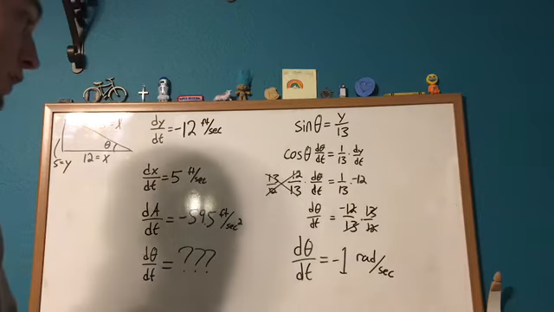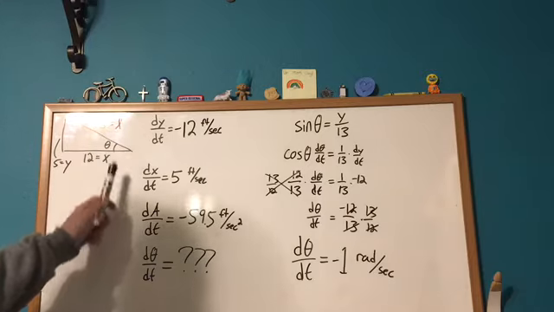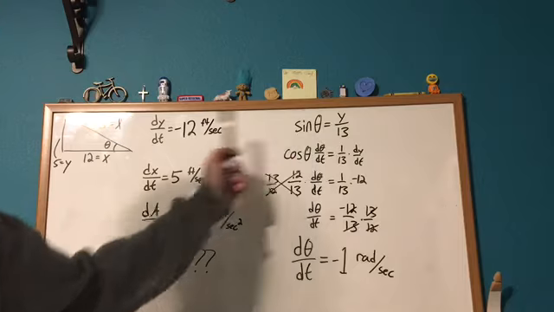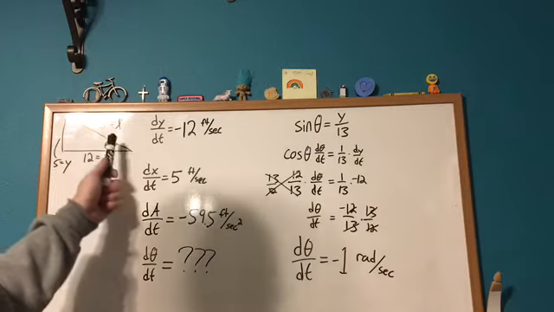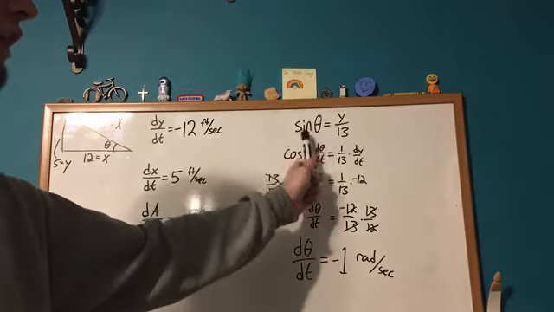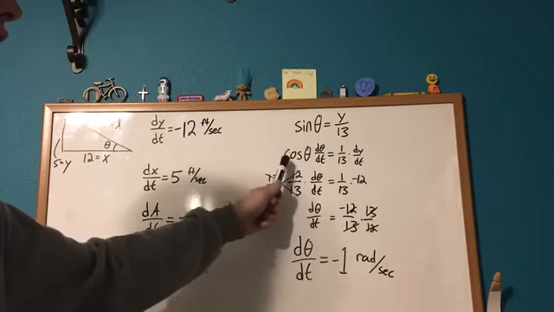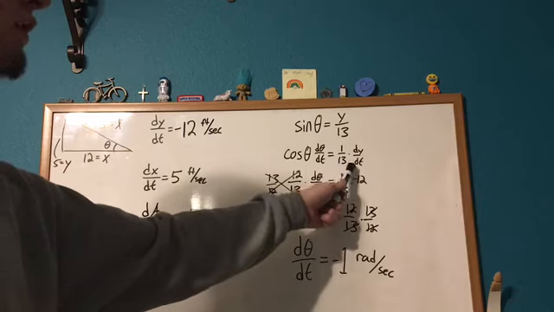The last part of this problem is to find out the rate that the angle made by the ground and the ladder is changing. So we know that sine of theta is opposite over hypotenuse. So the opposite is y and the hypotenuse is a constant, 13. So sine of theta equals y over 13. Then we find the derivative of that, which is cosine theta d theta/dt equals 1/13 times dy/dt.